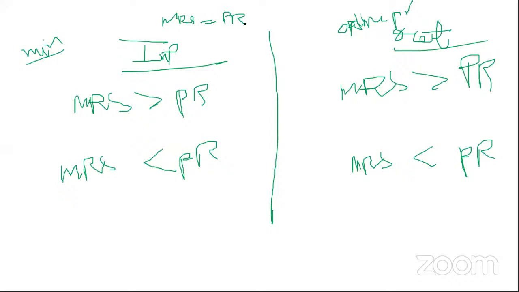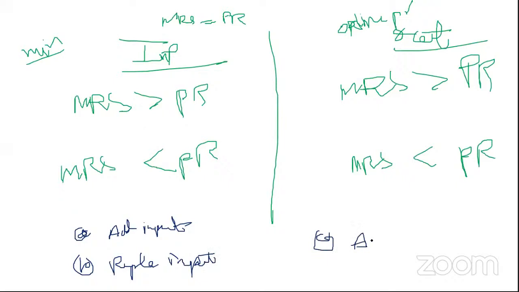MRS is equal to price ratio. How are we reaching the optimal point? By increasing the added resource or increasing the replaced resource. The options: option A is using more added input, option B is replaced input, option C is added output, and option D is the replaced output.